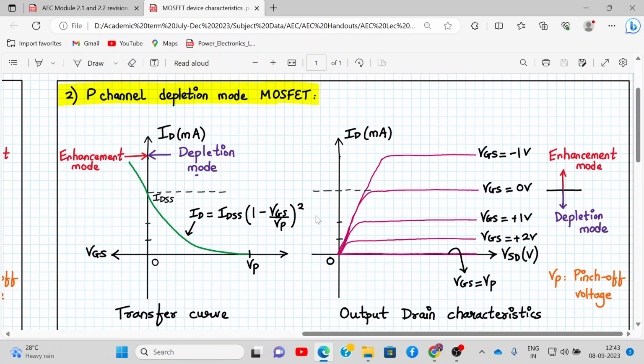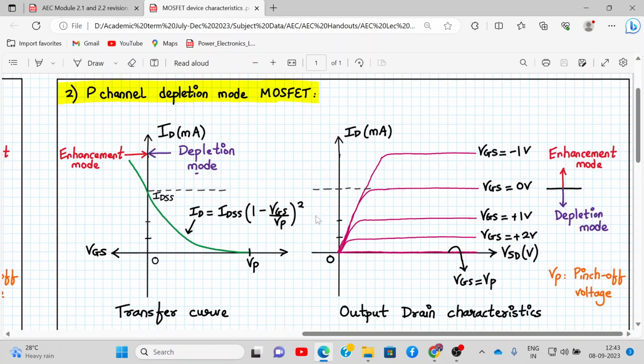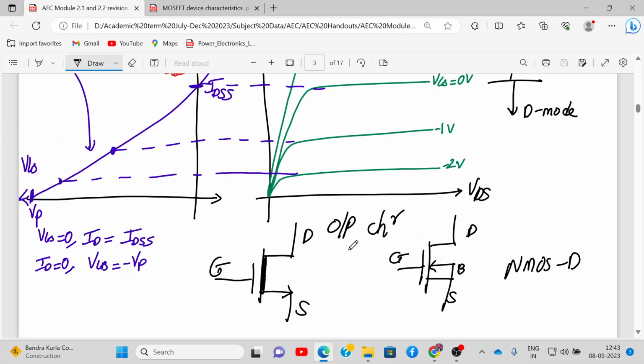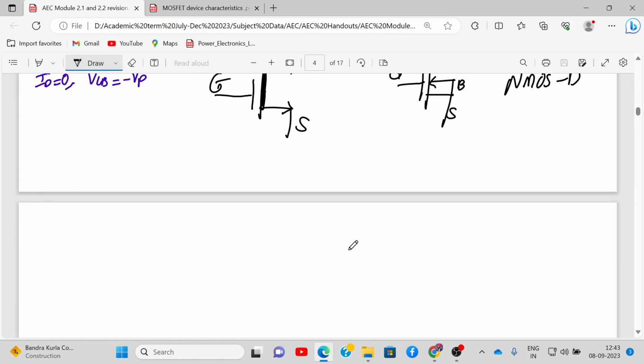VGS, if you have to apply positive values for it to be in the depletion mode, for enhancement mode it is negative values, and this will be the graph. VGS and VP, VGS and ID, and VDS and ID. So this is for the P channel MOSFET. Will you make this graph on your own, everyone? Okay. Now we'll solve one numerical and then go for 2.1.